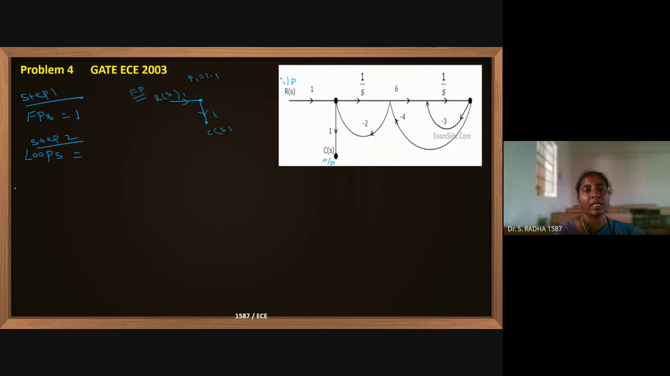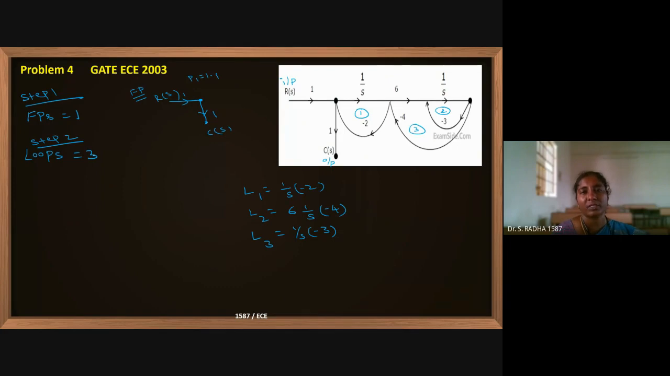Now coming to individual loops. How many individual loops? This is one closed loop, this is the second closed loop, this is the third closed loop. First loop is 1 by s into minus 2. Second loop is 6 into 1 by s into minus 4. Third loop is 1 by s into minus 3. Other than that, if you try to form any closed loop, a node or a branch will get repeated. So we have only 3 loops in this diagram.